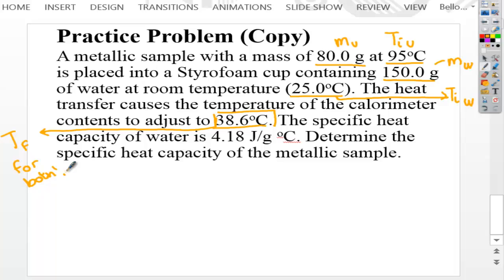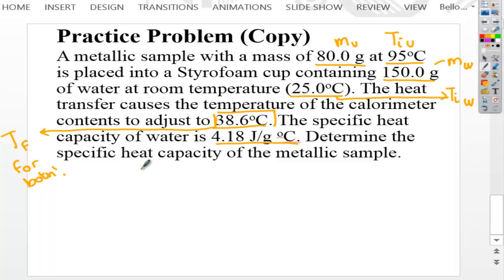Remember that because they're at equilibrium, whatever the calorimeter goes to, the final temperature is going to be the final temperature for whom? Water or metal? Both. Okay? It's not a no question, it's a both situation. And you know that the specific heat capacity of water is this.